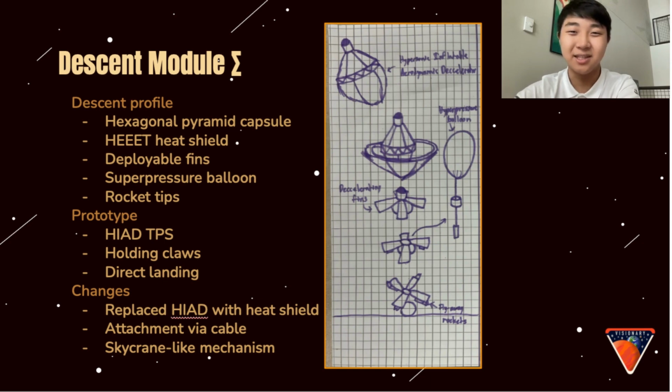Originally, the descent stage design utilized a hypersonic inflatable aerodynamic decelerator, or HIAD, along with holding claws for the lander. However, in consideration of the thick atmosphere of Venus and the concerns with the lander falling out of the descent stage too soon, a normal ablative heat shield and a sky crane mechanism with a cable were used instead.